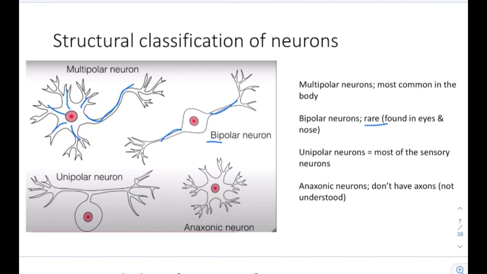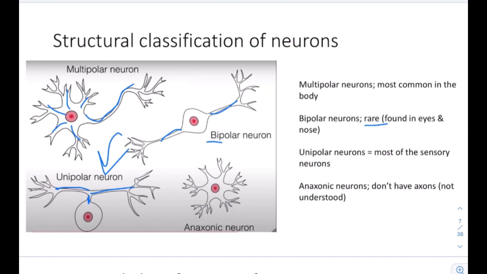And then we have something called unipolar neurons. So they have one pole, and then it's shared by a dendrite and an axon. And this represents most of the sensory neurons. So, for example, when you feel something with your skin, this information is most likely going to be going to a unipolar neuron, and then to your brain.